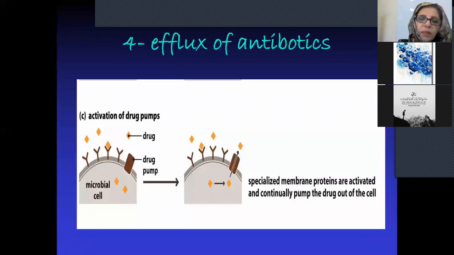Finally, the bacteria is going to activate the drug pumps, as a result of which anything which even gets attached or goes into the microbial cell is then pumped out. Over here, there is no receptor change. The drug is getting attached to the receptor, it is going into the cell, but these drug pumps get activated and they are going to continuously pump the drug out, as a result of which a concentration within the cell will not be developed and the drug will not be effective against the particular bacteria.